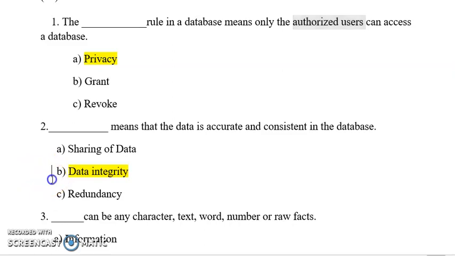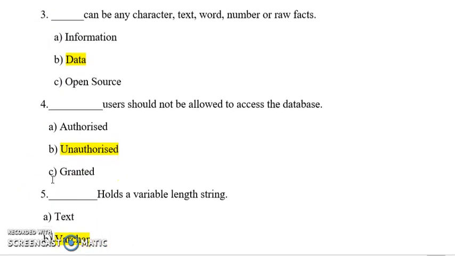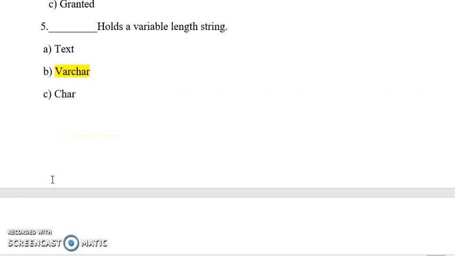Okay. Next we have, dash can be a character, text, word, number or a raw fact. So the answer is data. Data can be a character, it can be a text, word, anything. It can be data which is not processed. Next is, unauthorized user should not be allowed to access the database. Whenever a person who is not allowed, that person is called unauthorized and he should not access the database.